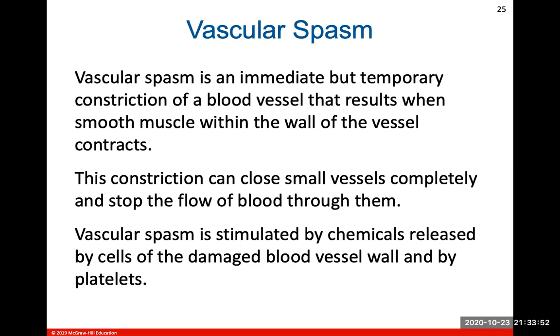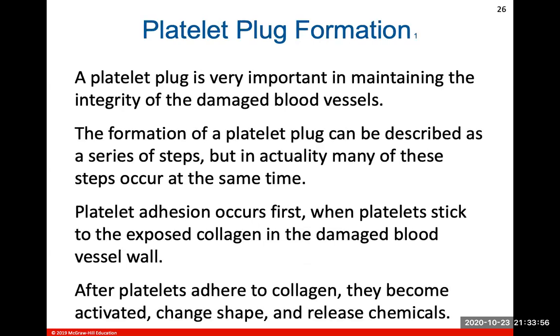This type of spasm is stimulated by chemicals released by cells of the damaged blood vessel wall. Then a platelet plug is very important in maintaining the integrity of the damaged blood vessels. The platelet plug can be described as a series of steps.